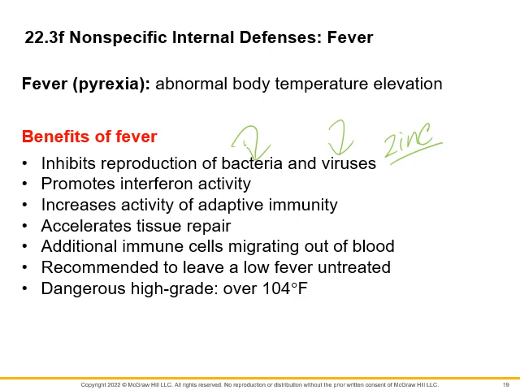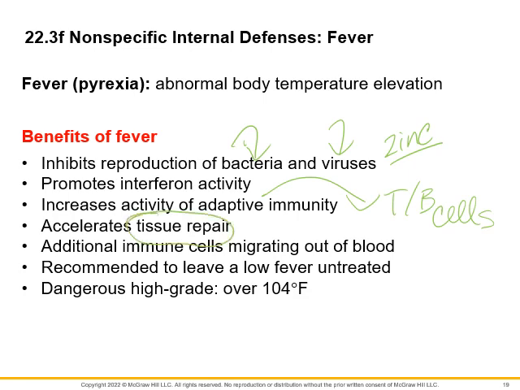It can promote the interferon activity. So increased body temperature kind of triggers that one cell to release interferon. There's bacteria in the area, there's infection in the area, to alert other cells. It can increase the adaptive immunity, which is what we're getting ready to talk about. So hopefully when you see the term adaptive immunity, you're thinking T cells and B cells.